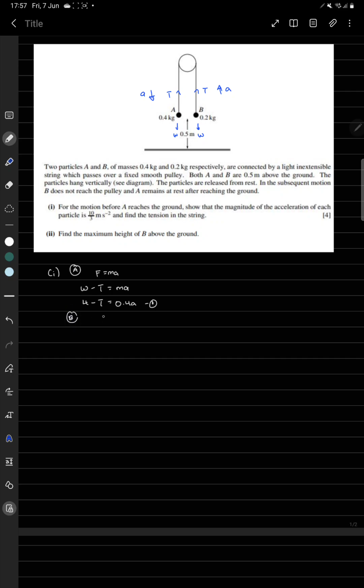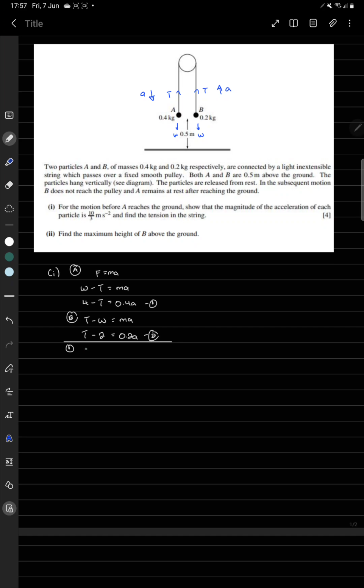For particle B, we have tension. Tension is positive because it's moving in the same direction as acceleration. W is negative, then we have ma. We don't know the tension. We do know the weight, which is 2, and then 0.2A. This is equation number 2. Now let's start with the simultaneous equations.